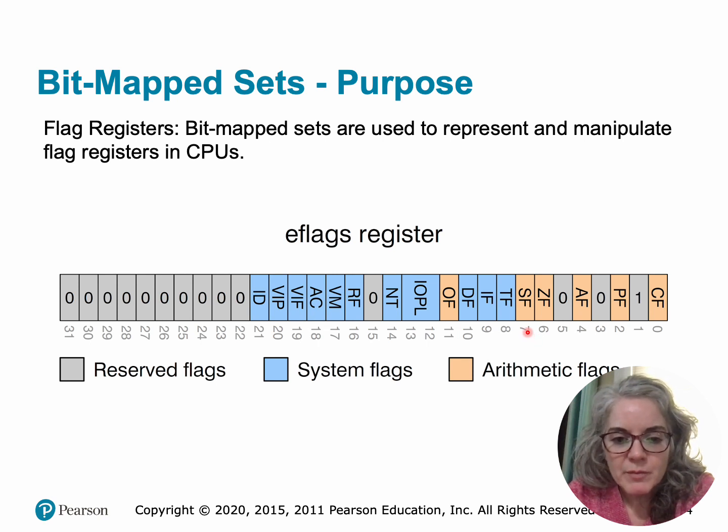Now, we don't have to worry about this as the programmer. We just use these flags. We check the flags, and we use conditional jumps depending on how the flags are set. But we don't have to worry about what position they're in. But they are mapped to something. So in this example, the bitmap is used to store these different flags that are set by different instructions.